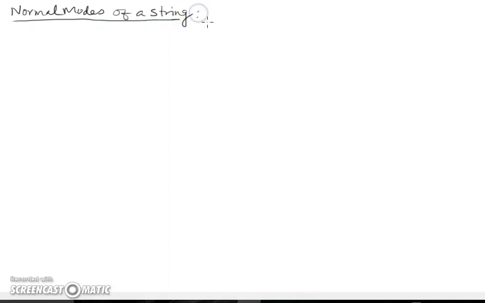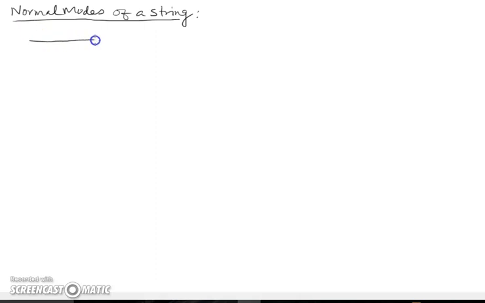Alright, here we will talk about some normal modes of a string. So let me write it down. Some normal modes of a string. Okay, so let's consider a string of length L.